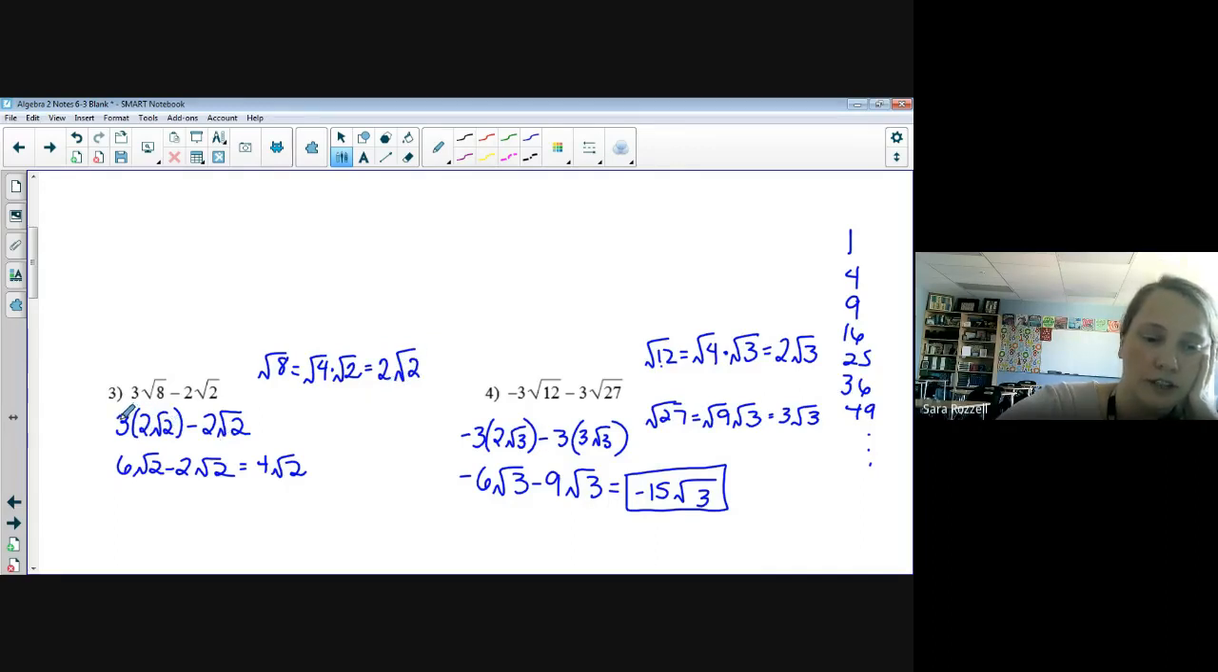Okay, then we will do 3 times root 2, which is 6 root 2, minus the 2 root 2, and that gives us 4. We do the same over here.